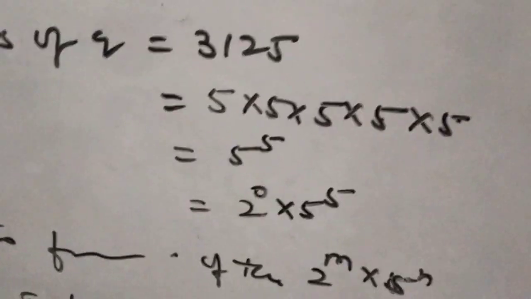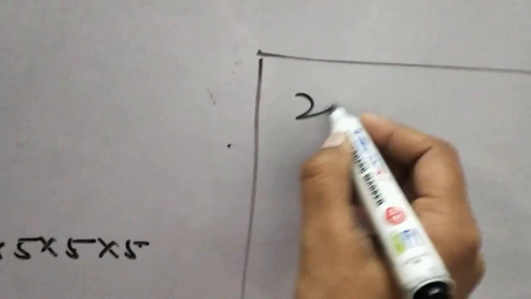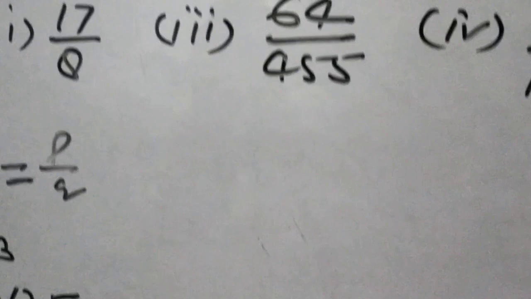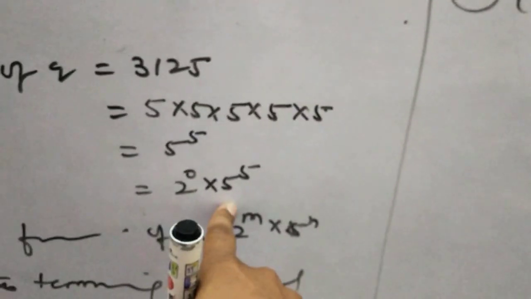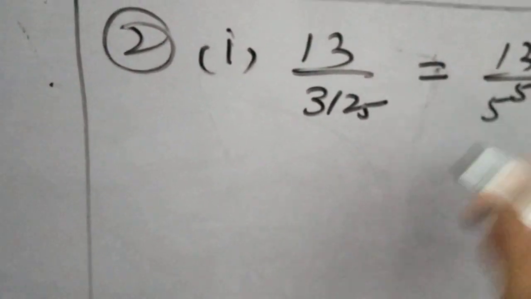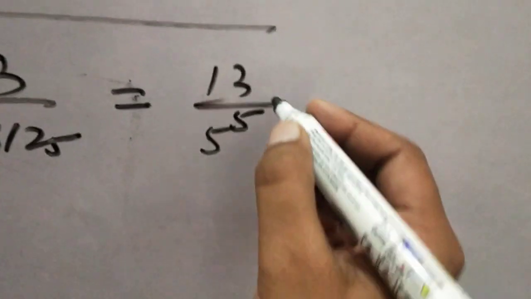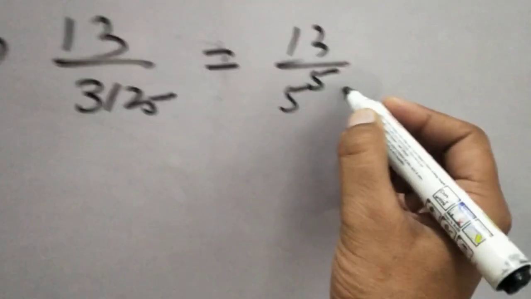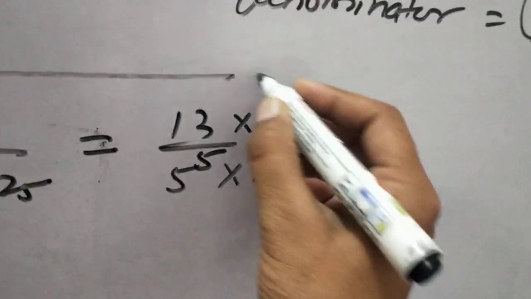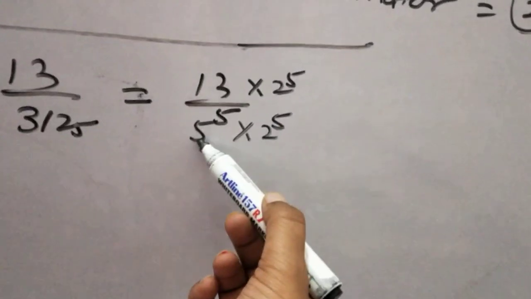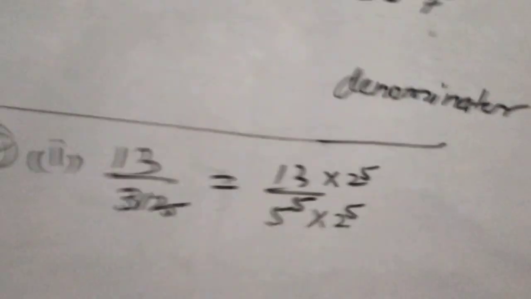Suppose you find the first point is a terminating decimal. This one is a terminating decimal. So you have to find it in decimal form. Now first I solve question number 2, first point. Suppose 13 upon 3125. You find 13 upon 5 to power 5. Then you multiply numerator and denominator by 2 to power 5, because the product of 5 into 2 gives 10.